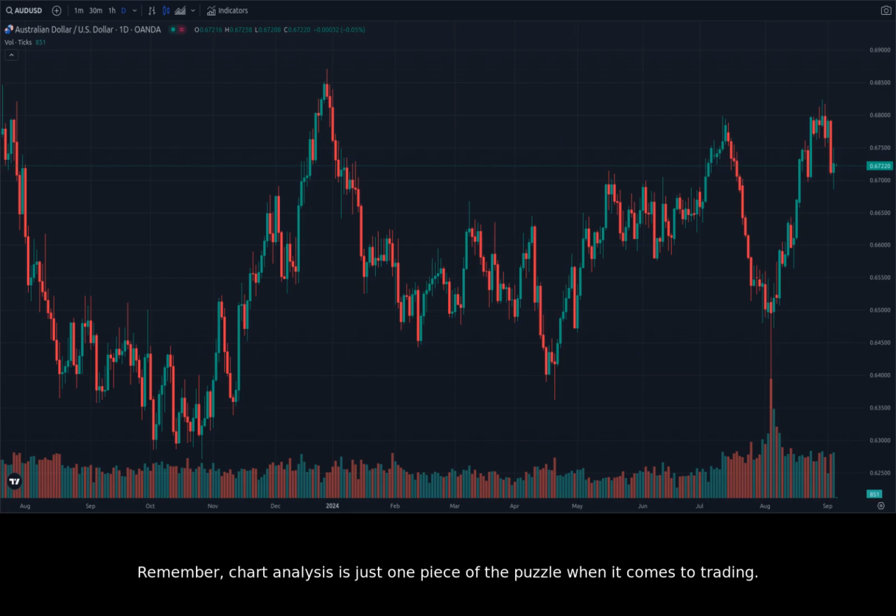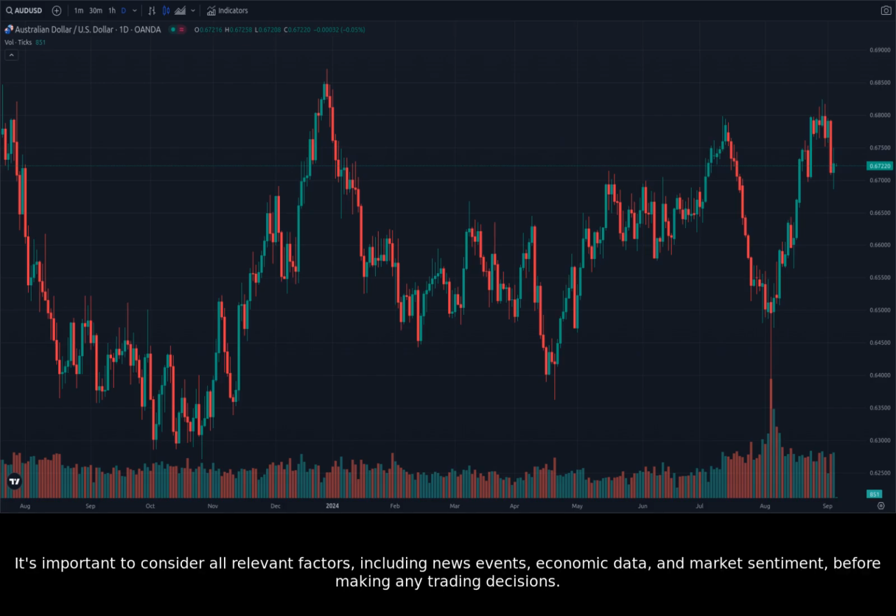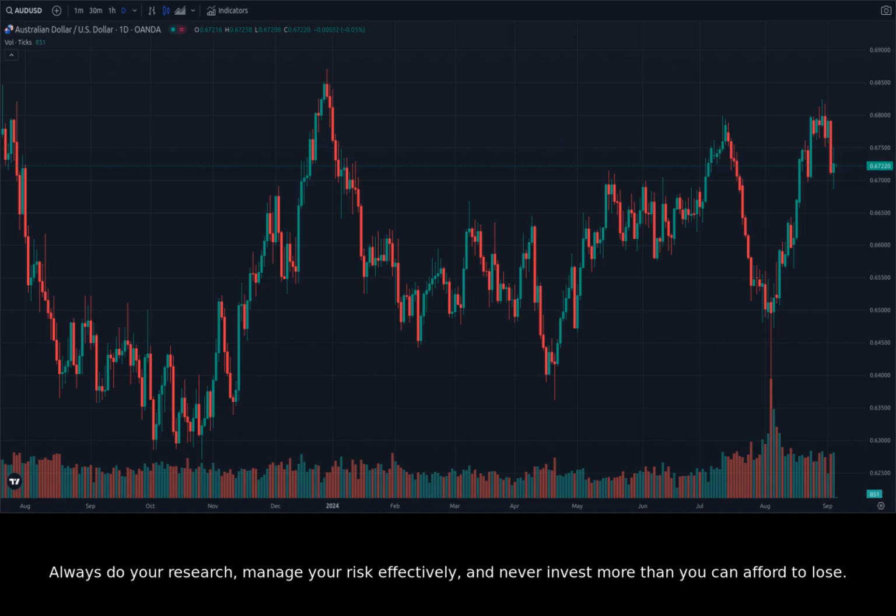Remember, chart analysis is just one piece of the puzzle when it comes to trading. It's important to consider all relevant factors, including news events, economic data, and market sentiment, before making any trading decisions. Always do your research, manage your risk effectively, and never invest more than you can afford to lose.